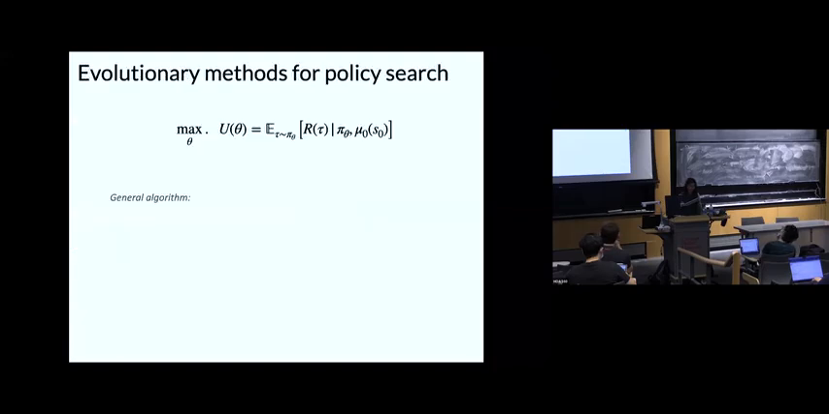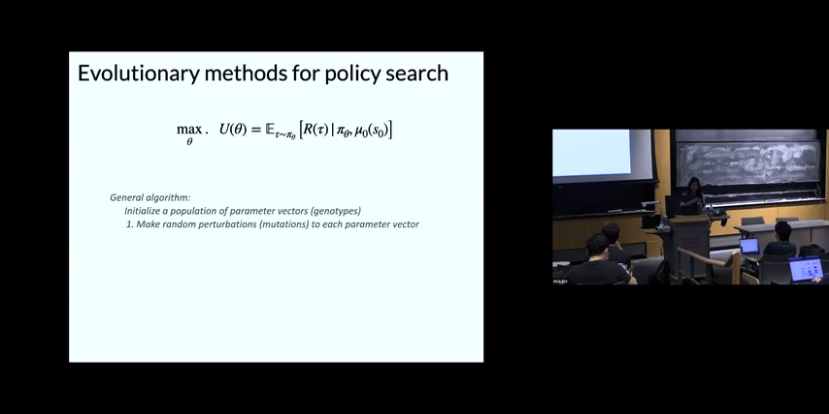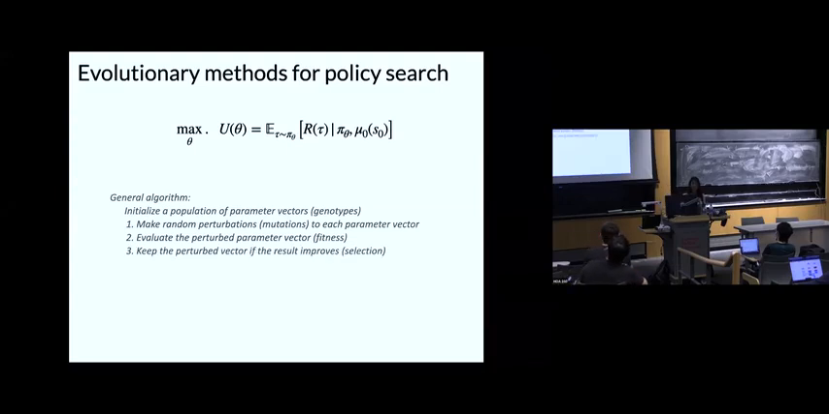Okay, so let's see. The general algorithm will be something like this. We'll initialize a population of parameter vectors. By the way, parameter vectors are just the weights and the biases of the neural network. All right, that's what your parameters are. You'll call those the genotypes. Then you'll start doing some random perturbations to each of those parameter vectors. This perturbation we'll call mutations. You will evaluate each perturbation to compute a fitness score. And then you will keep the perturbed vectors if the result actually improves.